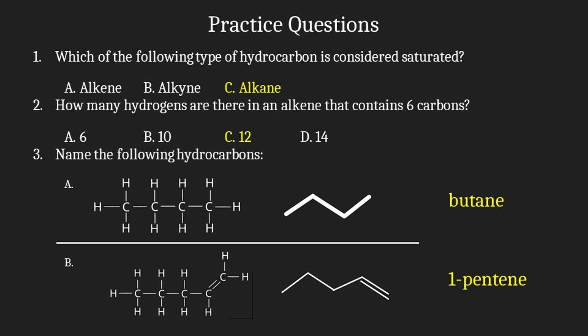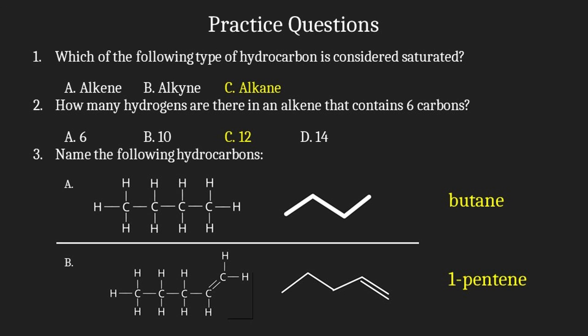So the correct answer to the first one is alkane, because alkanes are considered saturated because they have all single bonds. For question 2, we needed to double the amount of carbons, as is the formula for an alkene, so the correct answer was 12. For question 3a, we should have gotten the name as butane, because there are 4 carbons in a row, so we have but as the prefix, and then it's an alkane, so the suffix should have been ane.